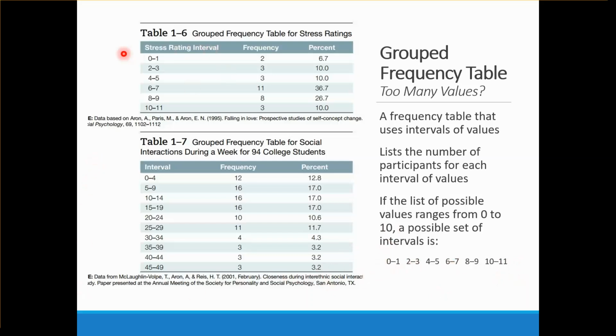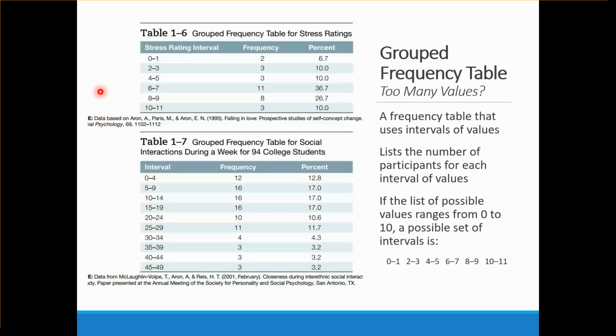These tables are in your book. So you have a stress rating interval from 0 to 1 up to 10 to 11. Here's another one. They did 0 to 4, 5 to 9. Each range is that number of points, goes up to 49, and so it groups them together. It just really depends on how much data you have.